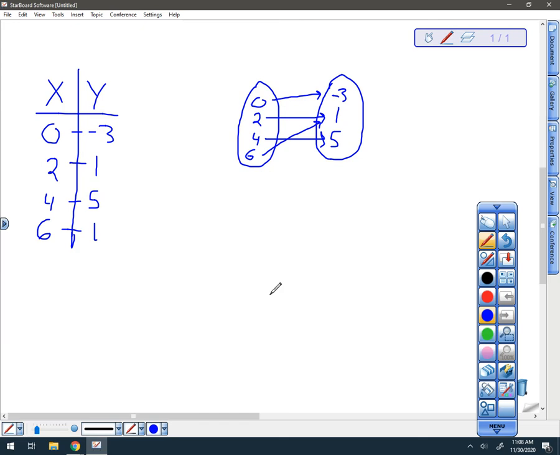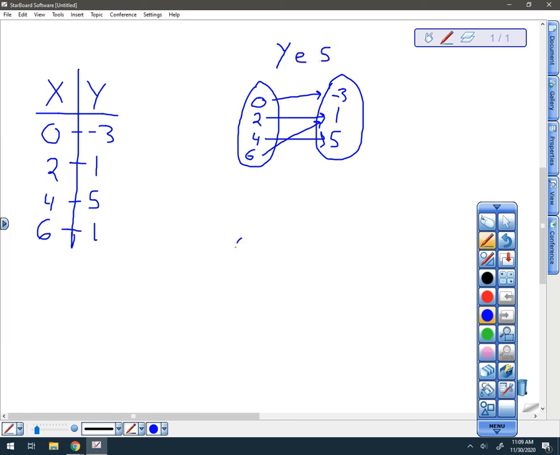Now, how do you tell if it's a function or not? Really simple. When you look at the graph, remember, to be a function, every x can go to only one y. So all you do is look at this side, and you just see, all right, the 0, does it only have one arrow leaving it? Yeah, the 0 only goes to -3. The 2 only goes to 1. The 4 only goes to 5. And then the 6 only goes to 1. So it's okay if 2 arrows end up at the same place. This would be yes, this is a function.